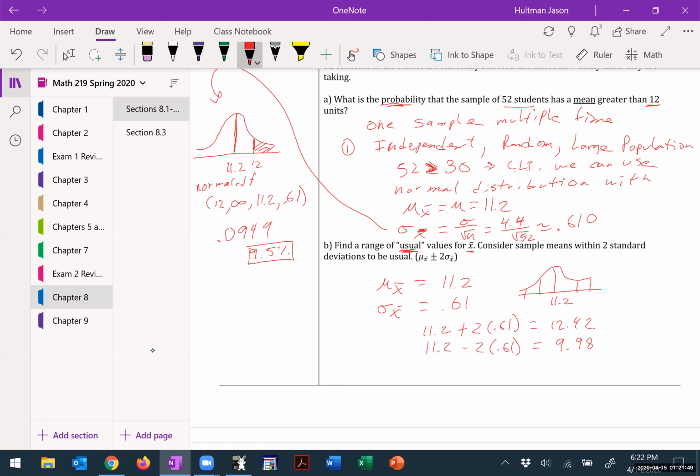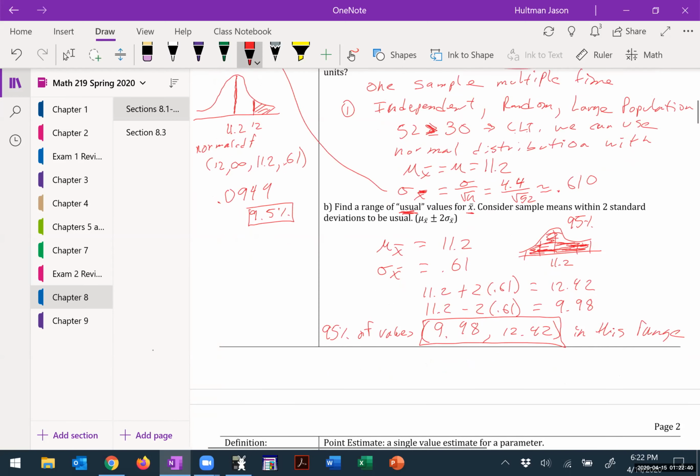So what do I know? I know that these values within 2 standard deviations, or 95% of the values, in this scenario are between 9.98 and 12.42. So 95% of values are in this range.